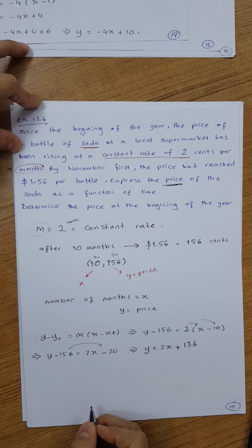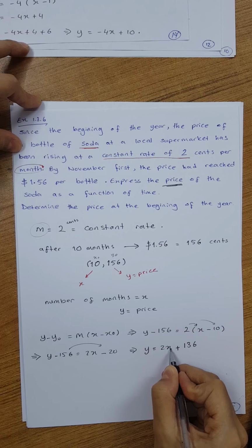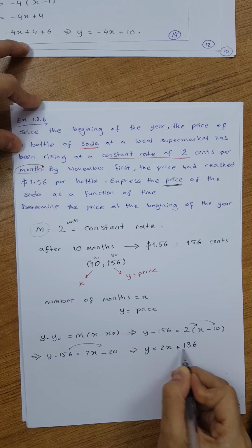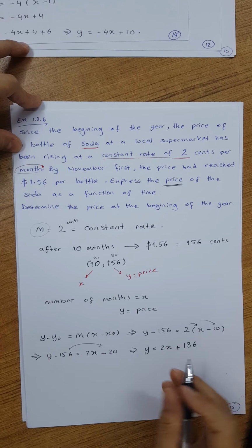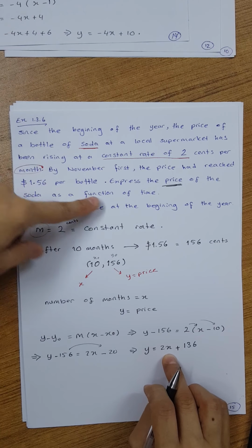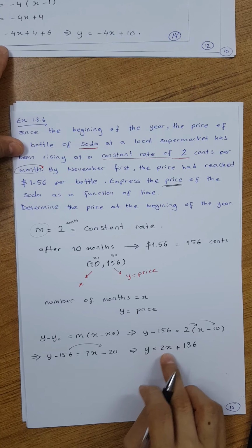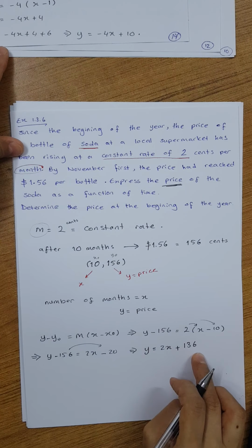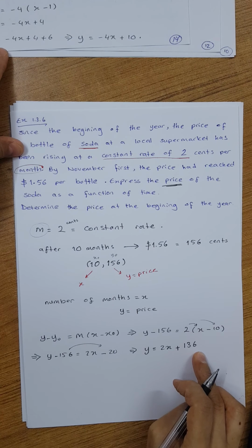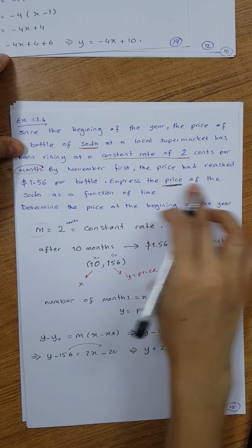136. Okay, so the price of a bottle of soda, for example, after 2 months is equal to 2 multiplied by 2 plus 136. That is the price of a bottle of soda depending on the months as a function of time. The time here is the months. So after 4 months, what will the price of a bottle of soda be? That will be 2 multiplied by 4 plus 136. That will give me the price of a bottle of soda after 4 months. That is the first requirement.